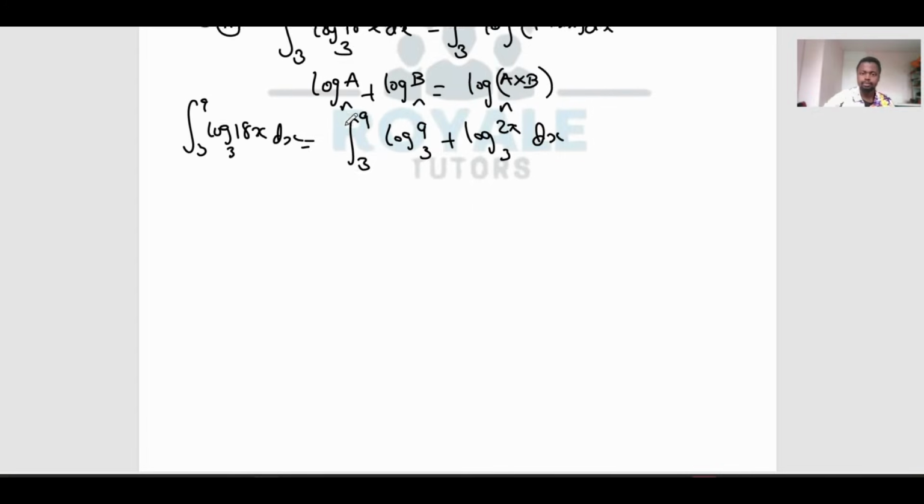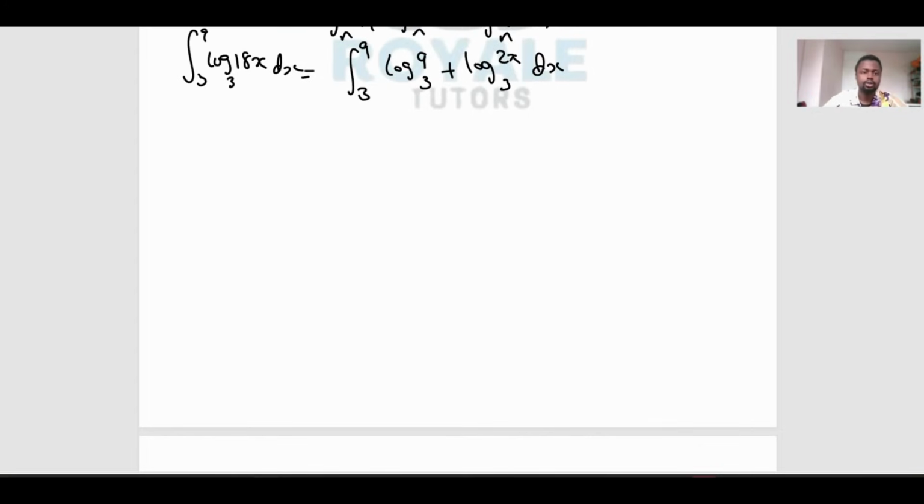And when you do that, you're going to have the integral from 3 to 9. Log 9 base 3 is going to give you 2. And how did I get that? Log 9 base 3 is going to be the same as log 3 raised to the power of 2 base 3. Then you transfer the 2 backward to be 2 log 3 base 3, which is 1. So this is going to give you 2 plus log 2x base 3 dx.